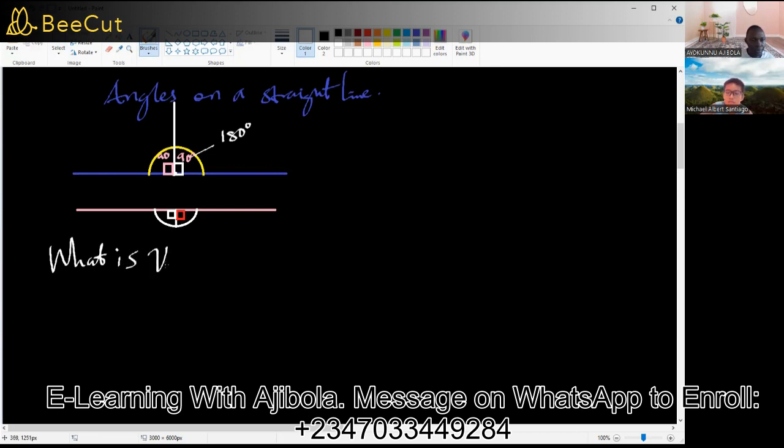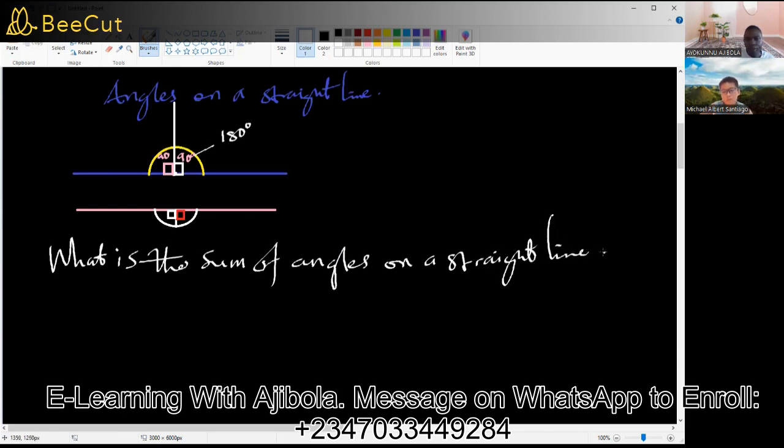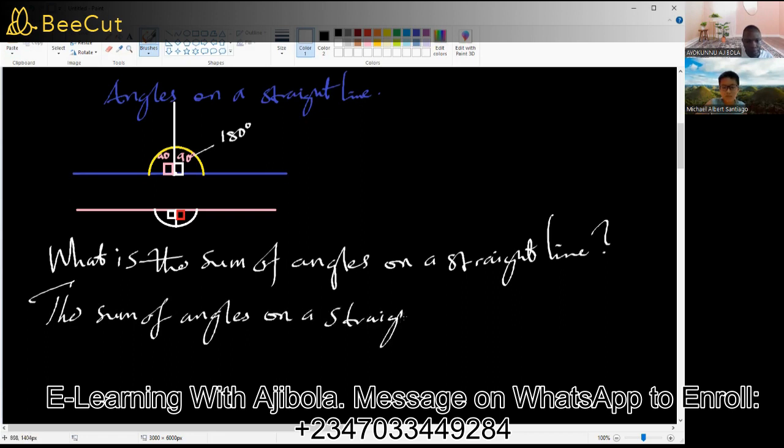What is the sum of angles on a straight line? That is, what is the addition? What is the total angles on a straight line? The sum of angles on a straight line is 180 degrees.